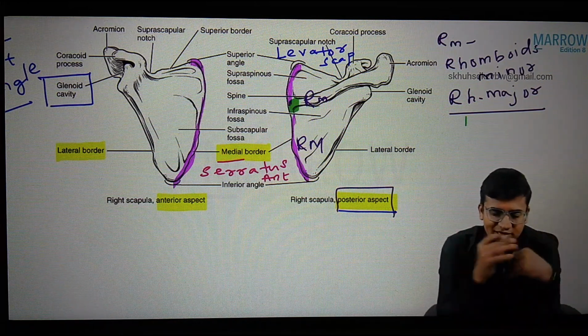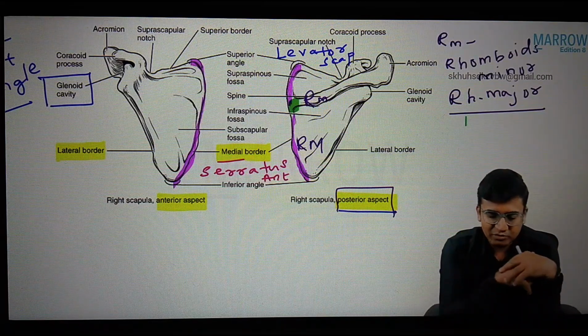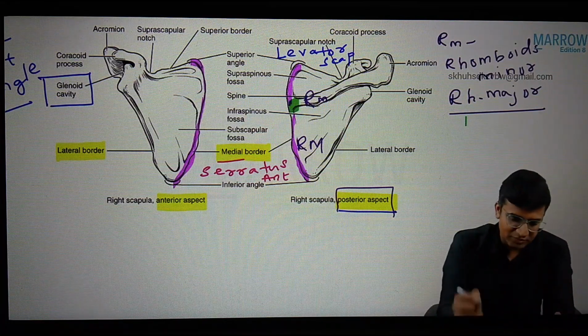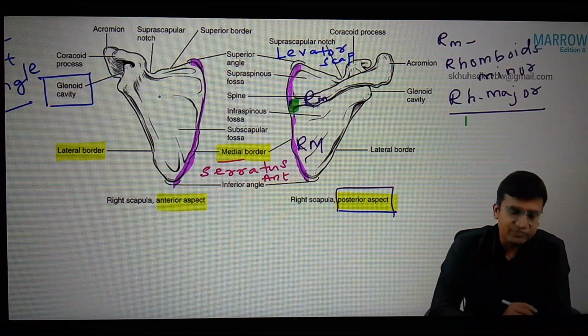Okay, above the spine, levator scapulae muscle. Opposite to the spine, rhomboid minor. Below the spine, on the medial border on the back side, this is rhomboid major. Now come to the front aspect. Now this is the anterior surface.